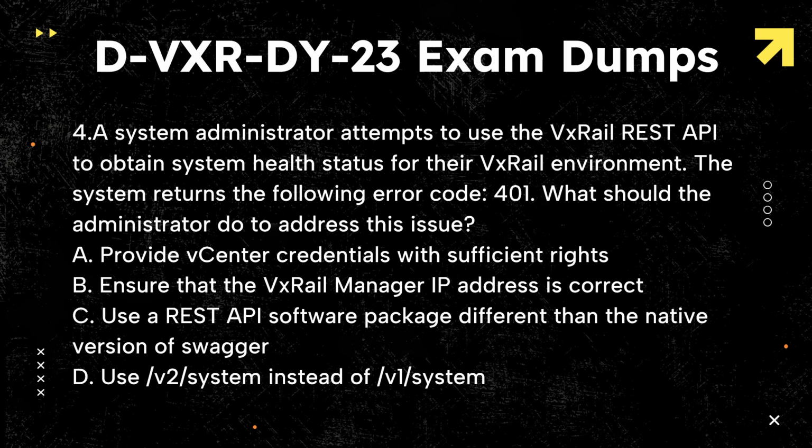4. A system administrator attempts to use the VxRail REST API to obtain system health status for their VxRail environment. The system returns the following error code 401. What should the administrator do to address this issue? A. Provide vCenter credentials with sufficient rights. B. Ensure that the VxRail Manager IP address is correct. C. Use a REST API software package different than the native version of Swagger. D. Use v2 system instead of v1 system.